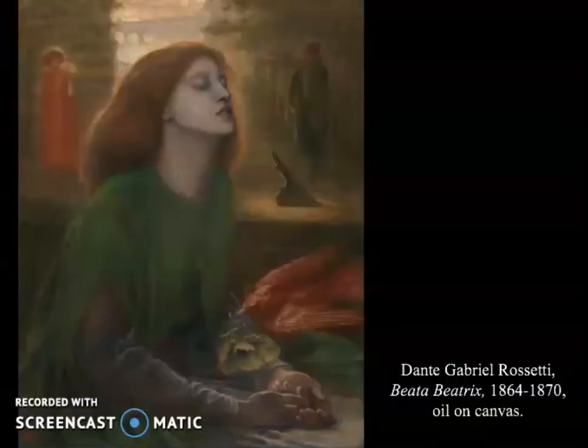This next work is by Dante Gabriel Rossetti, Beata Beatrix from 1863, in which he painted his wife. He married Elizabeth Siddal, who was painted in the previous image, and here she is depicted as the character Beatrice.